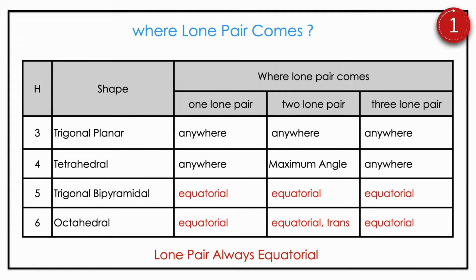Then where does the lone pair come? This is a wonderful problem you have to solve. Always the lone pair comes in equatorial, except in octahedral, where 2 lone pairs come trans, and in tetrahedral, where it should be at the maximum angle. So these are the only differences. Lone pairs come in different forms. So you should memorize the fact that the lone pair will always be on equatorial.